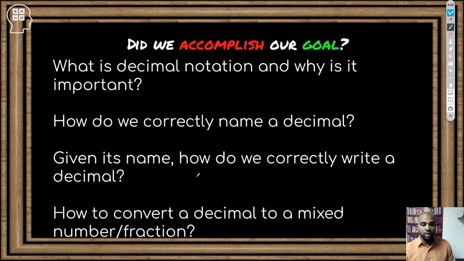Given its name, how do we correctly write a decimal? We learned how to do that. That was probably easier than creating a decimal. And how do you convert a decimal to a mixed number? Let's say 3.56. You look at the whole number, 3, and 56 in what place? The last digit is in the hundredths place. So before I simplify, it's going to be like that.